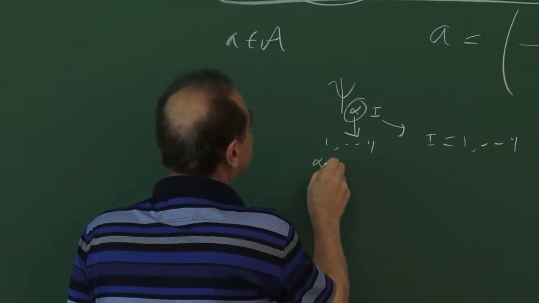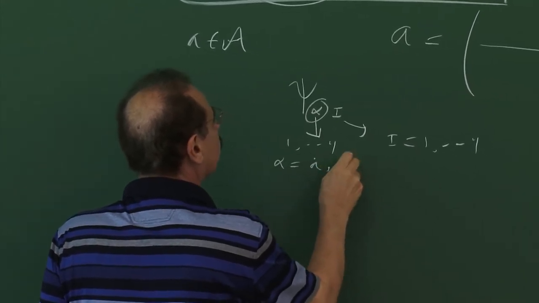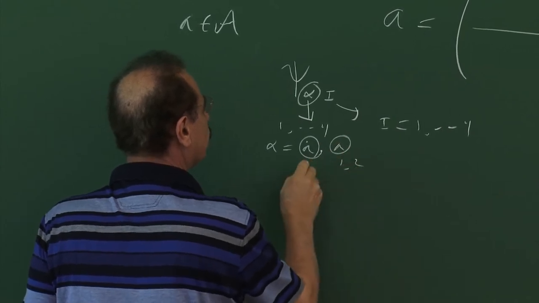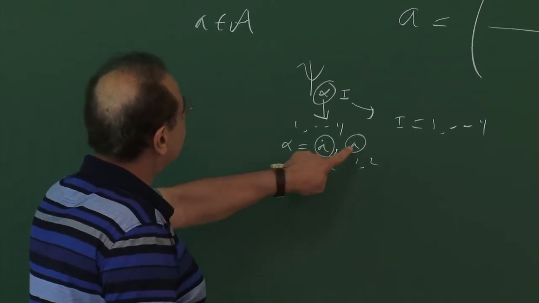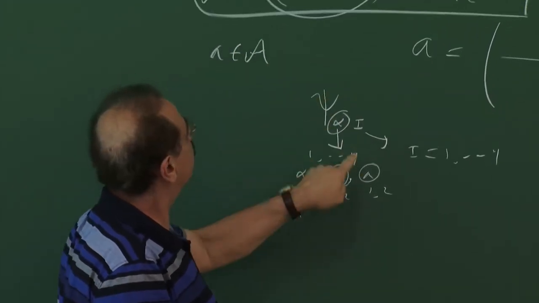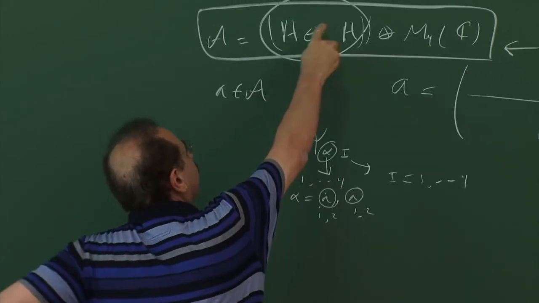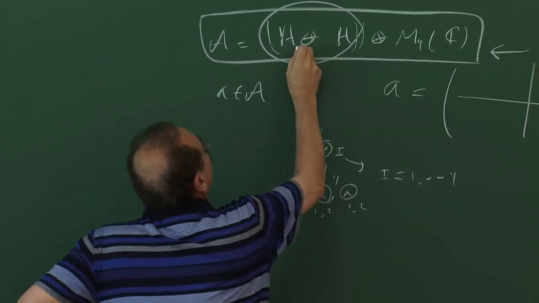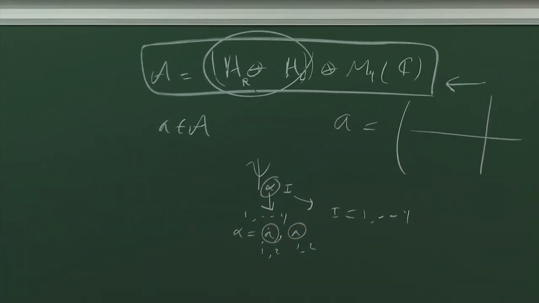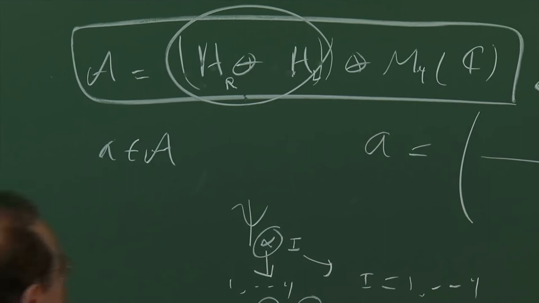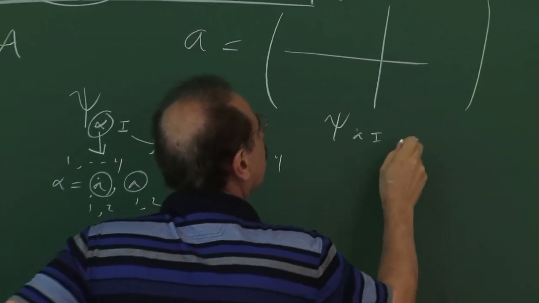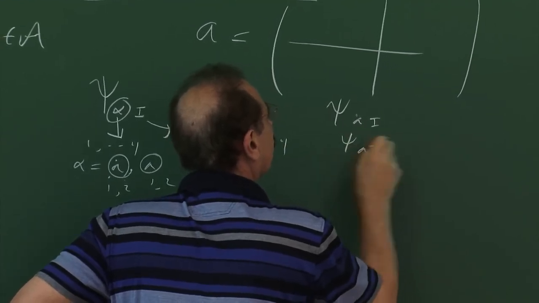Now, of course, I'm going to write this as a, a dot, where this has 2 indices, like 1, 2, and this is 1 dot, 2 dot. So this actually tells me that it's a doublet under the quaternions. You know, doublet left, doublet right. And what we write is H right plus H left, because we have already graded the algebra. And in this respect, my spinors will be psi a dot I and psi I, okay?